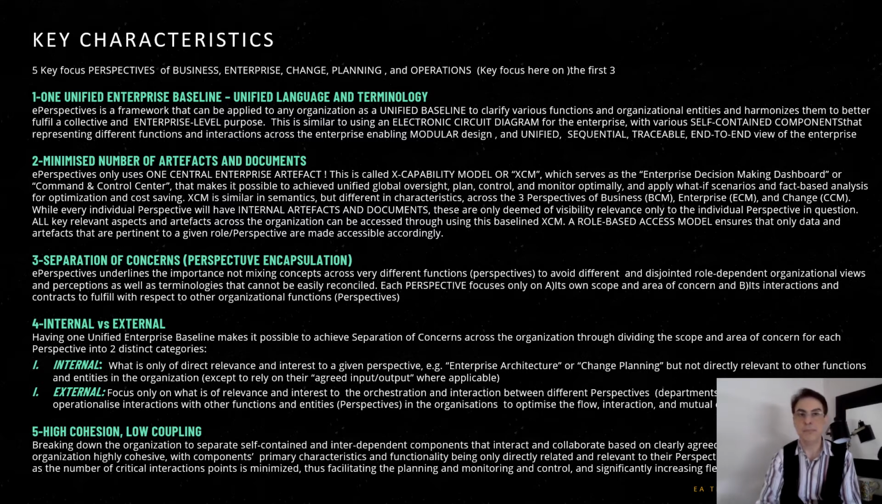So key characteristics that ePerspectives gives us, and I'll make a comparison here with TOGAF. We have only one unified enterprise baseline, one unified language and terminology within ePerspectives. We have the ePerspectives circuit diagram, the one-pager. TOGAF has the ADM circular, if you will, picture. However, for myself, that picture is a little bit more difficult to ascertain perspectives out of what we're doing, where, and such. So that is one difference between the two.